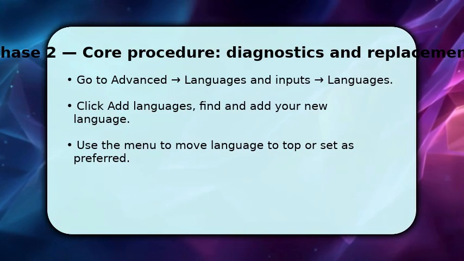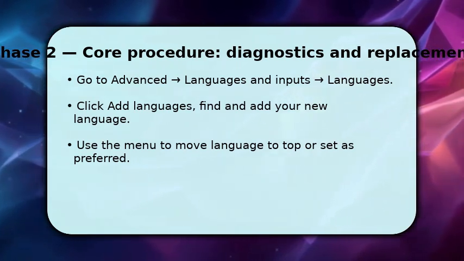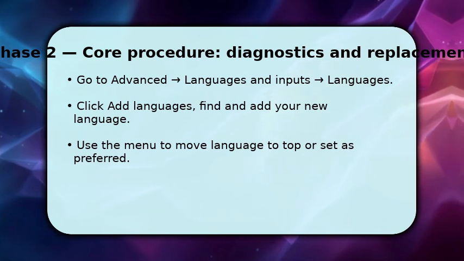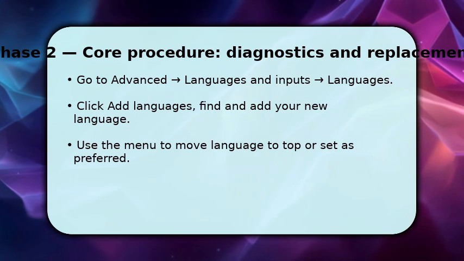Once in Languages, you'll add the new language and make it active. Click Advanced, then Languages and Inputs, and open Languages. Choose Add Languages. Search or scroll to pick the language you want and add it.